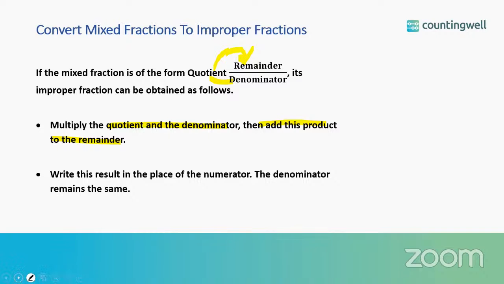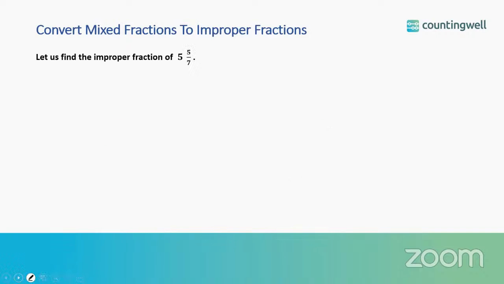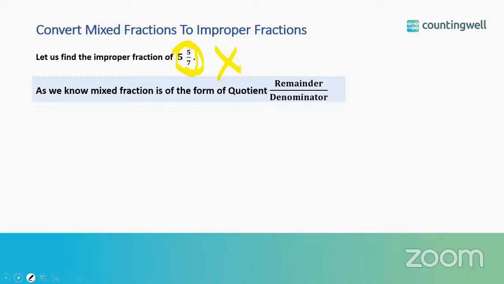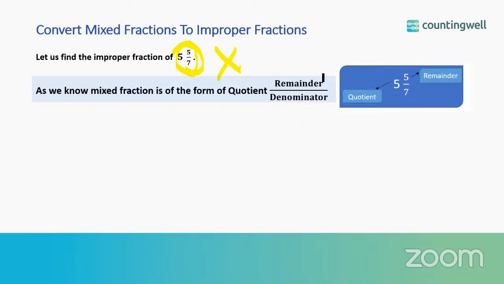Let us consider one example for this. Let us find the improper fraction of the mixed fraction 5 5 by 7. Students often make the common mistake that 5 5 by 7 is nothing but 5 into 5 by 7, but this is not the case. This represents a mixed fraction. So to find the improper fraction, you have to first identify the quotient and the remainder. We know this will be the quotient, this is the remainder.